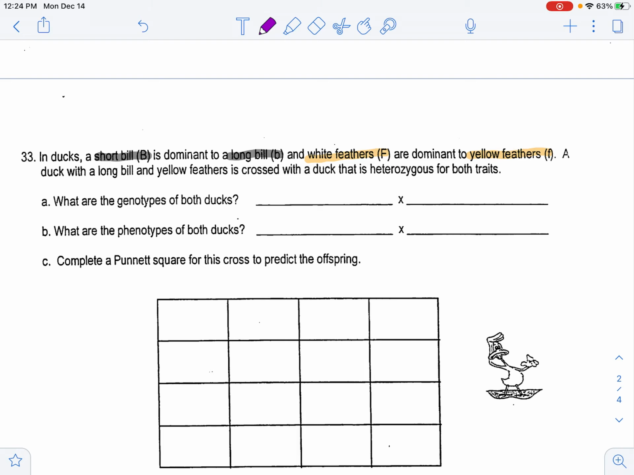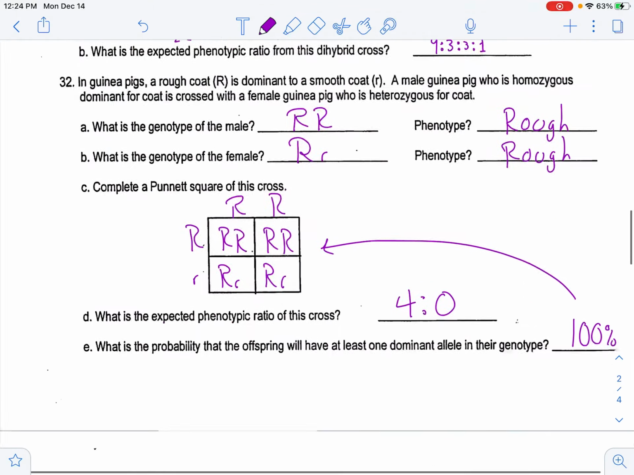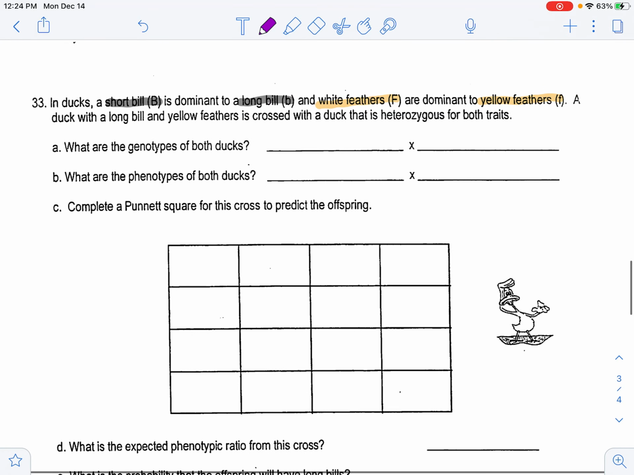So I got a duck with a long bill. So that means little b, and yellow feathers, which is little f, is crossed with a duck that is heterozygote for both traits, capital B, little b, capital F, little f. Okay, what are the phenotypes of both ducks?